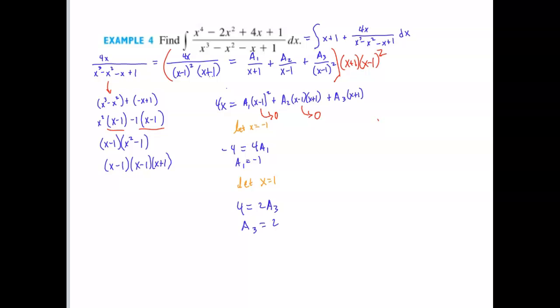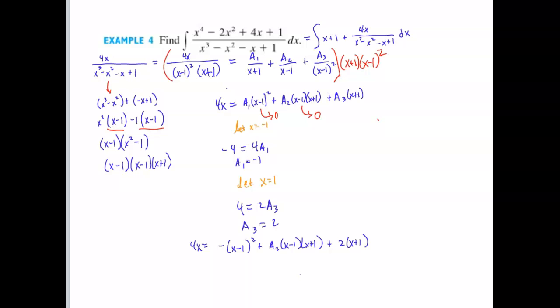All right, well, we're not able to solve for A2 by eliminating other things, but here's another little trick. We now know the values of A1 and A3, so I can plug those in. So I'll have 4x equals -1 times (x minus 1) squared. So I'm just replacing A1 with its value of -1, plus A2 times (x minus 1) times (x plus 1). And then A3 is 2, so plus 2 times (x plus 1), right?